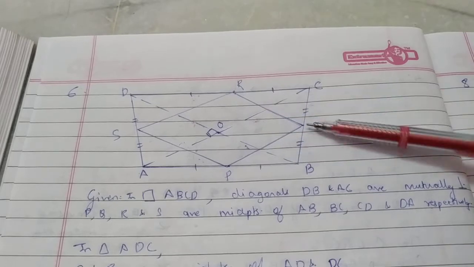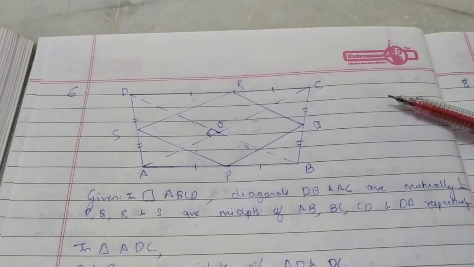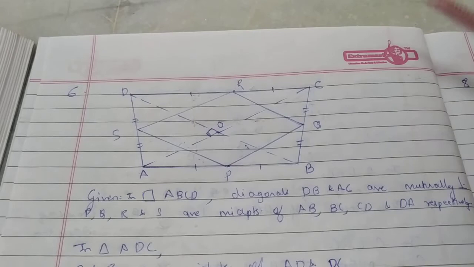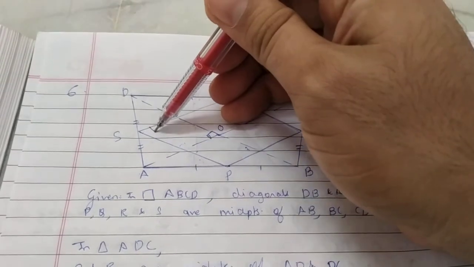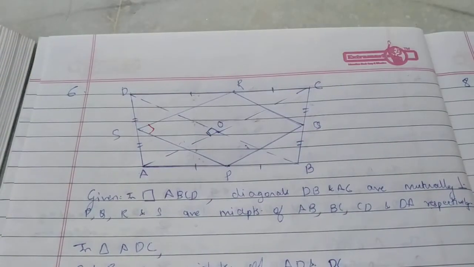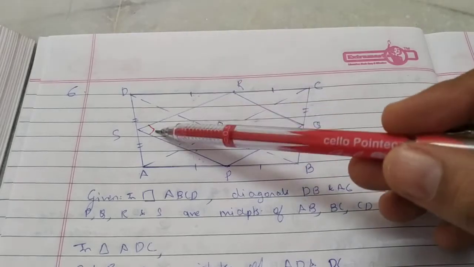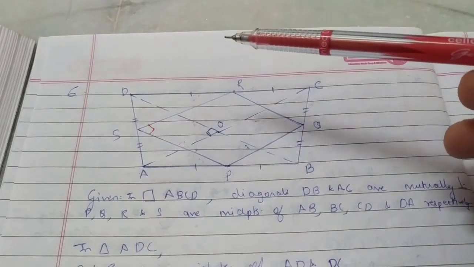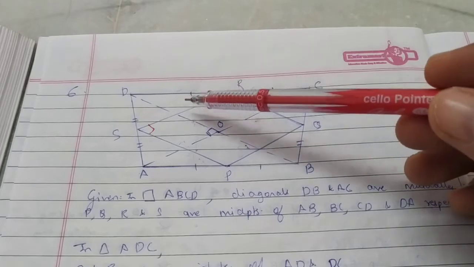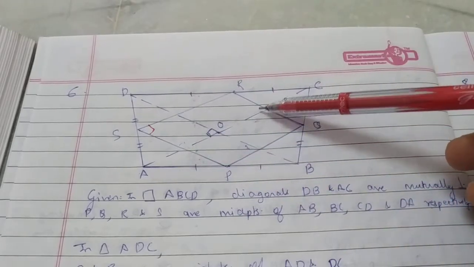But that doesn't mean it's a rectangle. It means it's a parallelogram. I need to prove any one angle as 90 degrees. Say this angle, if I can prove it as 90 degrees, then the sum is done. Then obviously automatically all angles will be 90 and it will be proved as a rectangle. But how do I do that? Well, we know that the diagonals are perpendicular to each other.